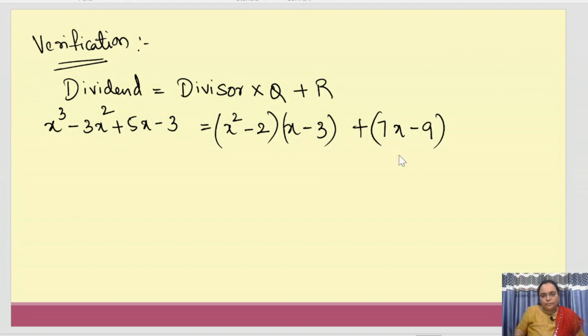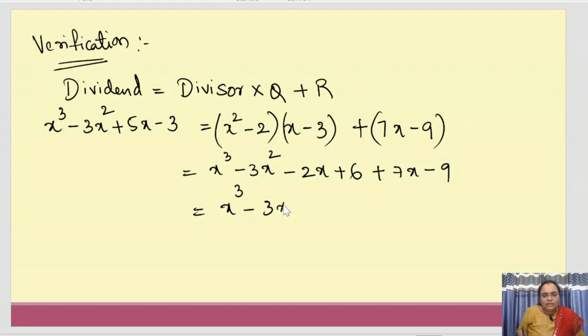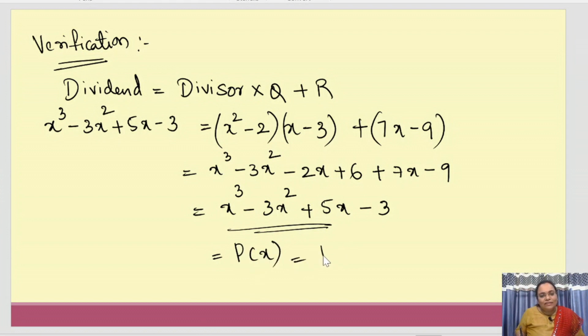7x minus 9. Okay. So if you multiply them, you will get x square into x is x cube minus x square into 3 is 3x square minus 2x. Then you will multiply minus 2 with x minus 3. Minus 2x plus 6. Okay. So plus 7x minus 9. I'm just removing this brackets. So you will get x cube minus 3x square. This minus 2x and plus 7x is plus 5x, and plus 6 and minus 9 will be minus 3. So this one is your P of x, right? This is your dividend. Correct? So therefore, verified. We have verified the division algorithm. Okay, clear?